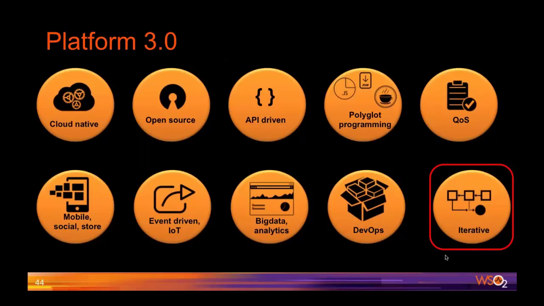Then the next feature, talking about the evolutionary design. That's the concept that we explain in platform 3.0, the iterative design, where you develop the services and the applications in an iterative manner, and then improve them and release them quickly with the quick release practices that we are introducing with DevOps automation.